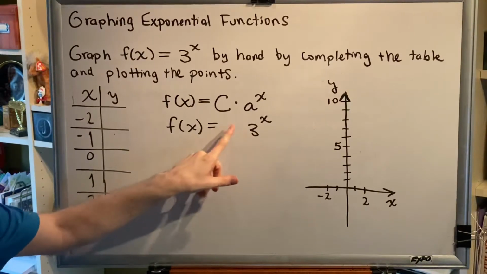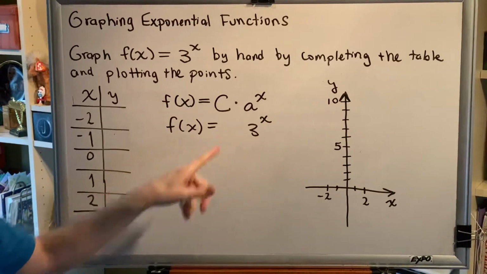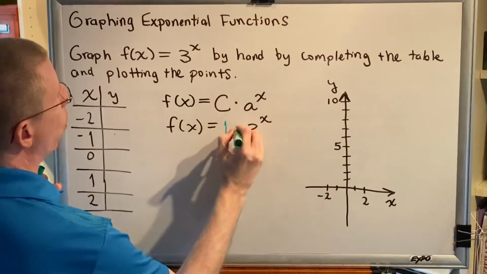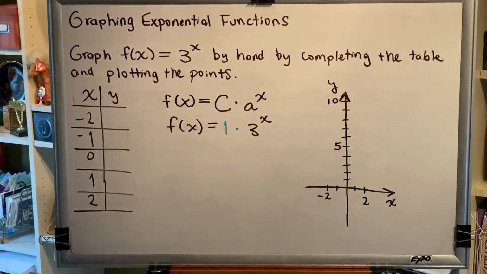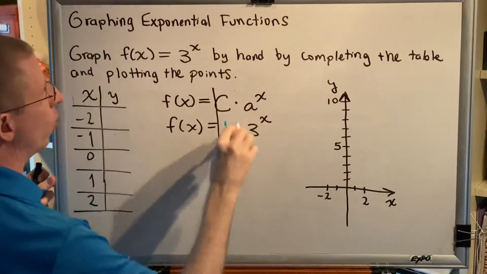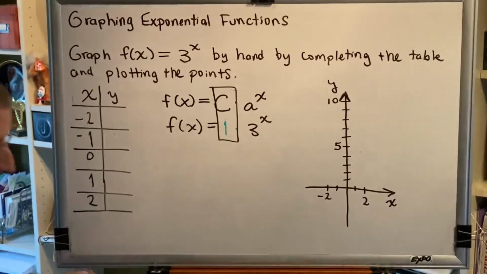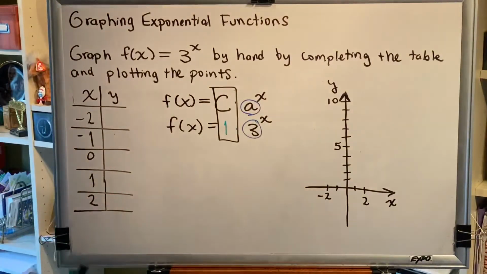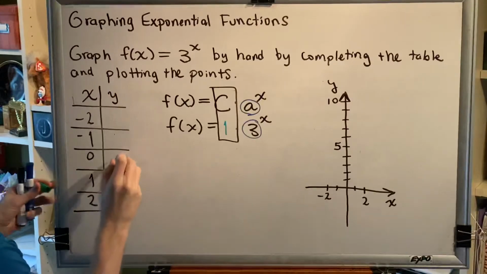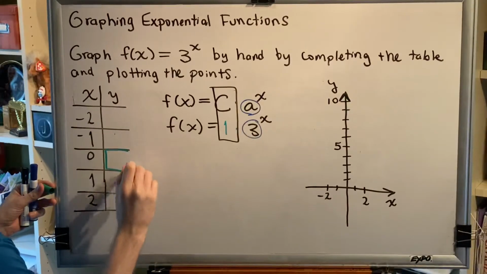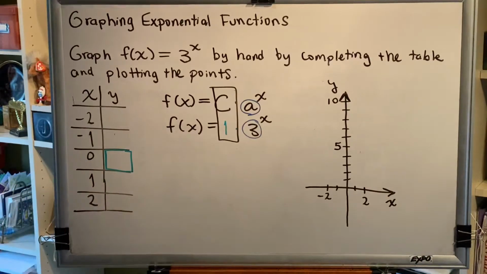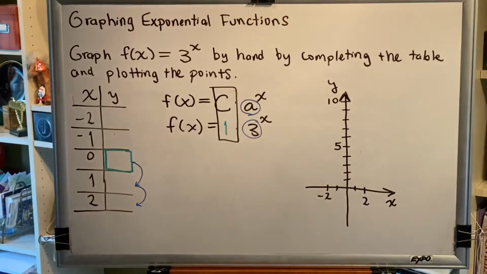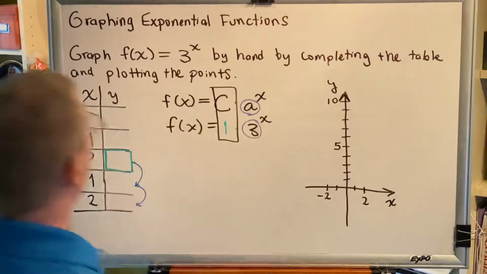So what is the only number that we can multiply 3 to the x by without changing its value? That would be 1. We could rewrite our function as 1 times 3 to the x. And what that tells me is that my initial value for my function is 1, and the growth factor is 3. Both of these things are going to be important, as we will see. The initial value is 1, and the growth factor is 3. Okay, more information on that later.